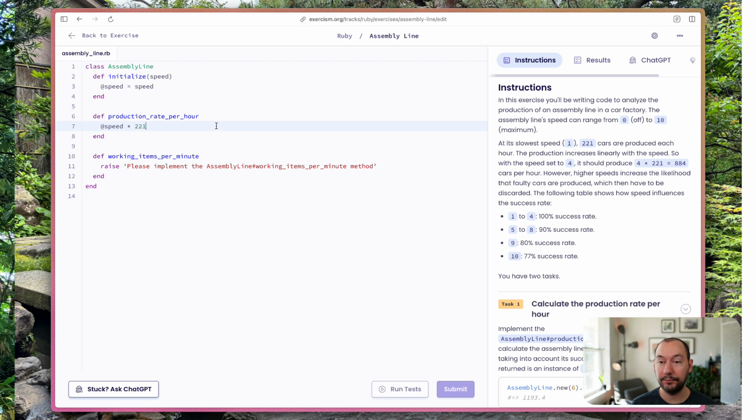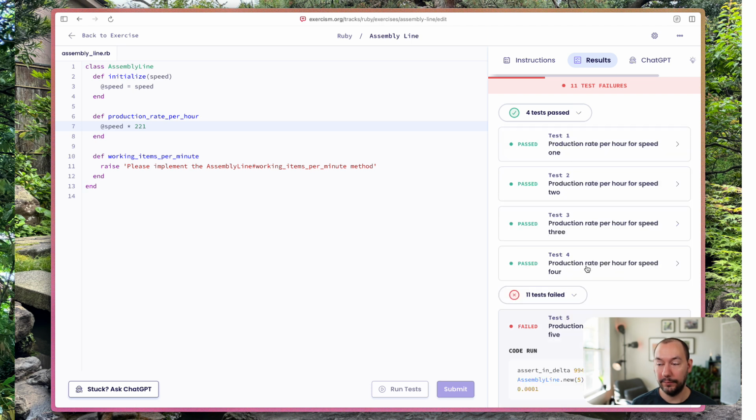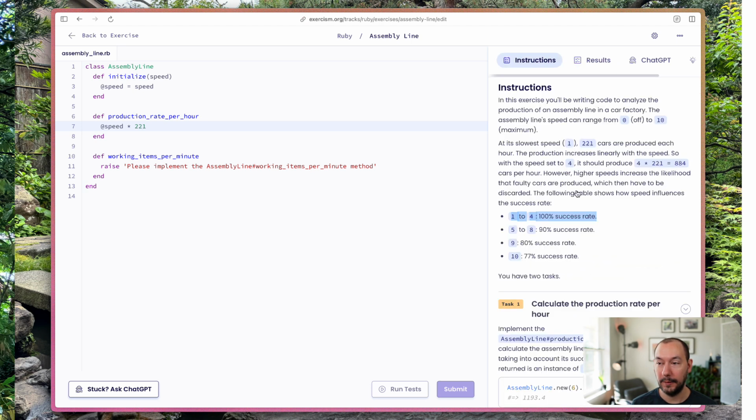I think that's something. So let's see. The following table: 1 to 4 is 100% success rate. And we saw that consistent with our tests. All 4 of those first tests passed. And it's when we get a higher speed that our success rate starts to drop. So what we kind of know is that this whole thing here is going to have a modifier on it.